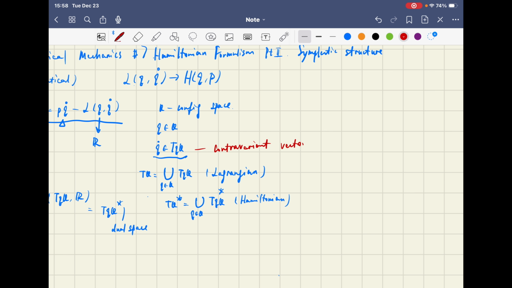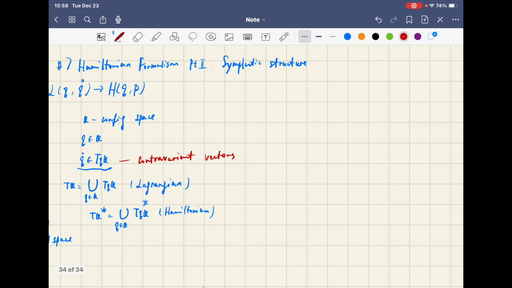Here's how it's defined. Let's consider a configuration space, and in the configuration space we have two different sets of coordinates. One is small q, and the other one is big Q. Obviously the two coordinates could be transformed to each other through some sort of transformation, and we want to analyze how the two sets of different coordinates are correlated.